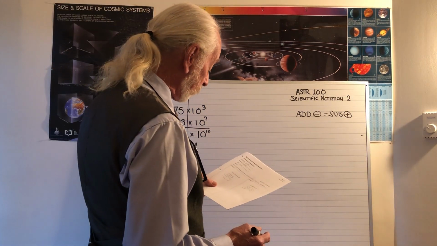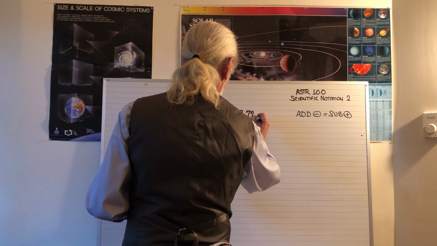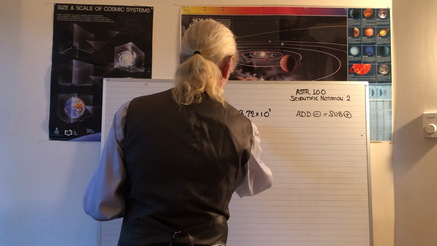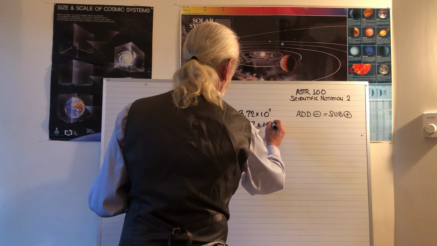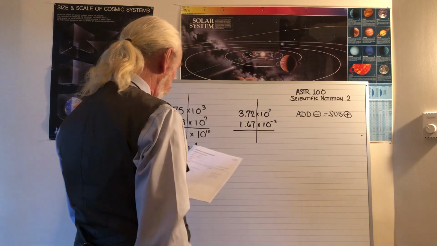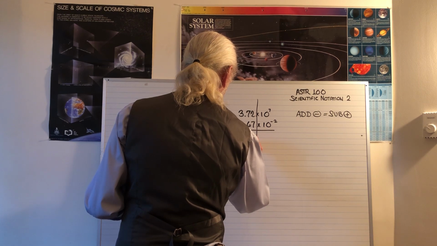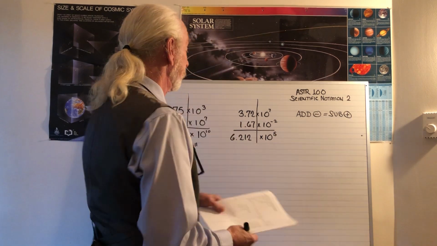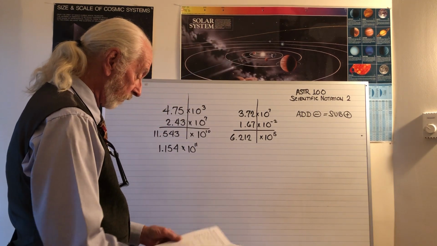Moving on. 3.72 times 10 to the 7th, times 1.67 times 10 to the negative 2. Stack them, split them. Go ahead and button those out on a calculator. You should get 6.212 times 10 to the 5th. Remember, adding a negative is the same as subtracting a positive. All right, so that's for multiplication.